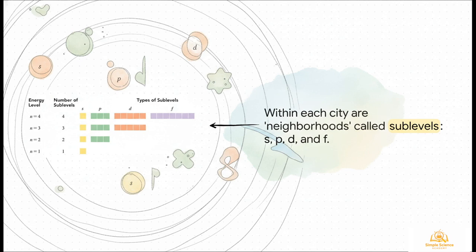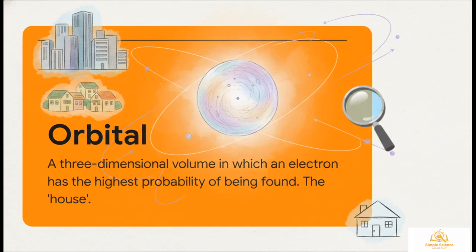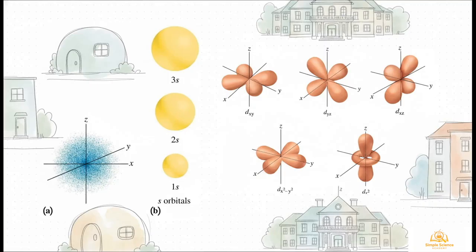You get the idea. So if the energy level is the city, and the sublevel is the neighborhood, then the orbital is the electron's actual house. Now, it's not a neat little path like a planet going around the sun. It's more like a cloud, a 3D area where there's a super high chance of finding that electron at any given moment. And check this out, not all houses are the same shape. The S orbital is basically a simple, round studio apartment. But then you look at something like the D orbitals. Those are like weird, multi-level mansions. And the shape of an electron's house has a huge impact on how it can interact with other atoms.